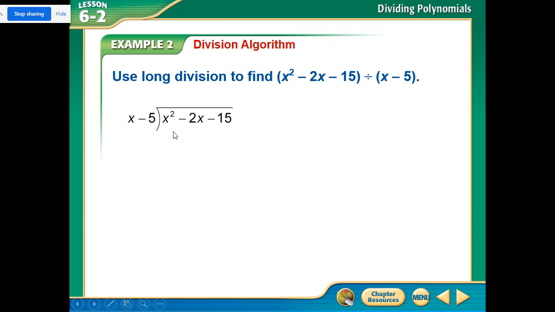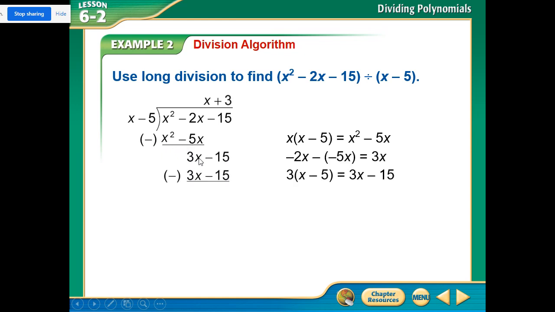Now what we want to do is we want to know what we can put up here. We're just looking at the first term. What do we need to multiply x by to make it x squared? And that's just x. So I put an x up here, line it up, and then I take this x and multiply it by these things here, whatever's out in front. So x times x is x squared, and x times negative 5 is negative 5x. Now this is a subtraction, so x squared minus x squared is going to go ahead and give us nothing. And negative 2 minus a negative 5 is going to give me 3x.